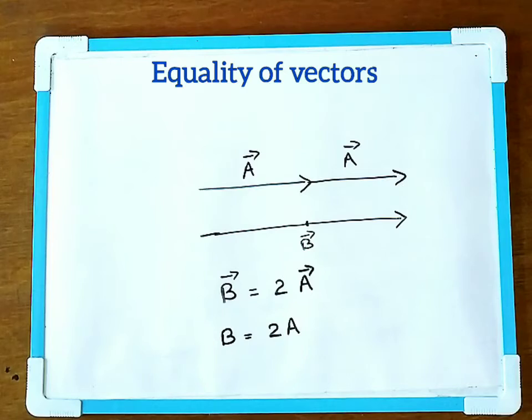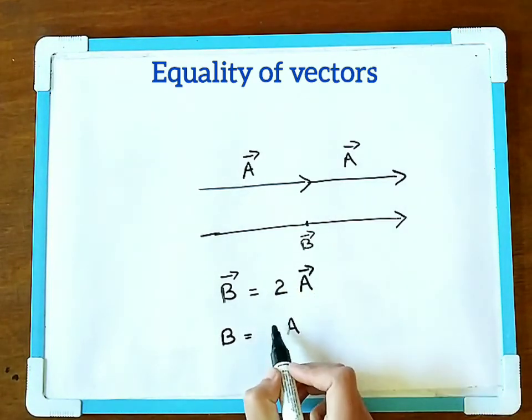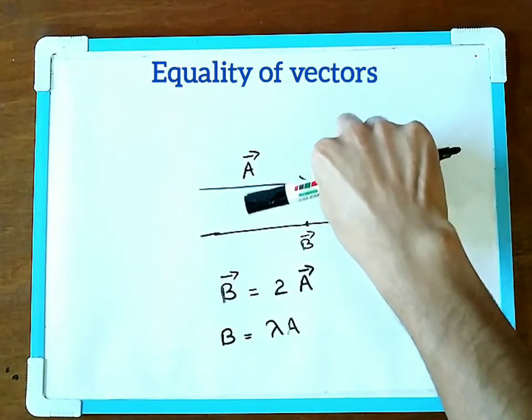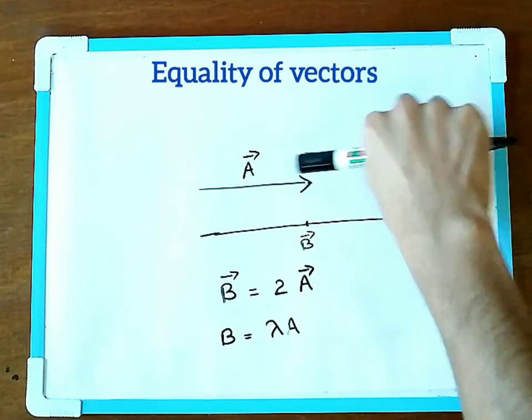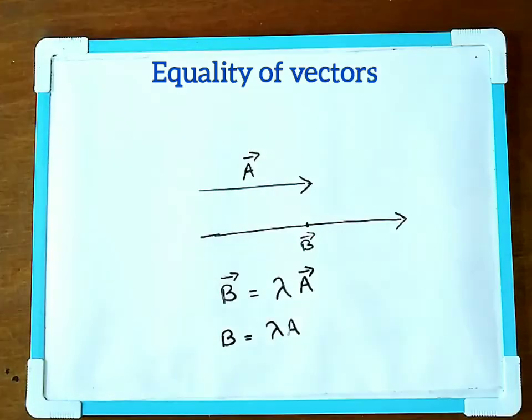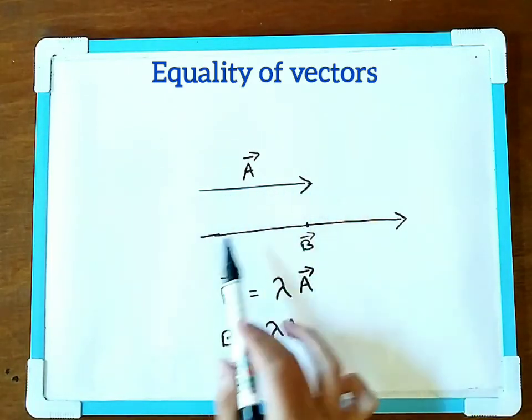So in general, this 2 can be taken as lambda. It can be any number, not just 2. It can be half, it can be 0.3, 0.4, it can be 4, 5. So in general, we'll write this in this way. We'll remember we have to multiply the magnitude of the vector. All these vectors which I've told you just now, they are parallel vectors. You can see A and B, they are parallel to one another.